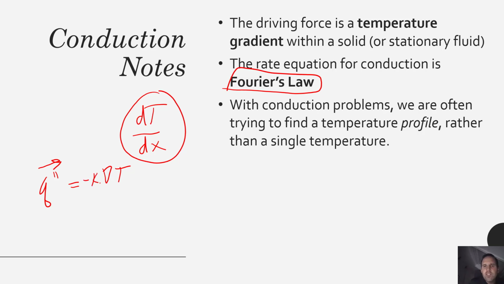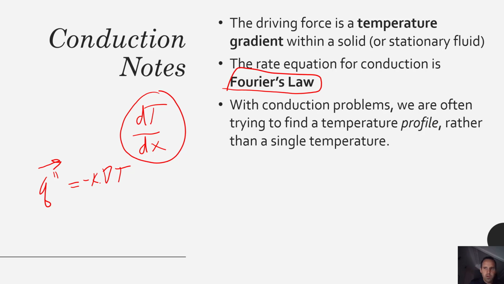So the rate equation for conduction is called Fourier's law. You'll want to commit that to memory. We'll be using it over and over again. And whenever you need to quantify the rate of heat transfer by conduction, you need to use Fourier's law. That'll apply ubiquitously for conduction problems.